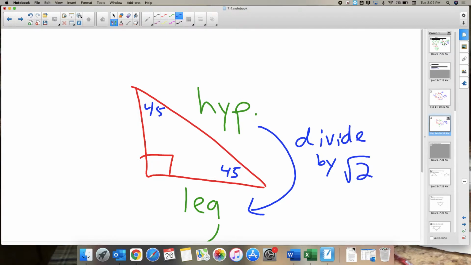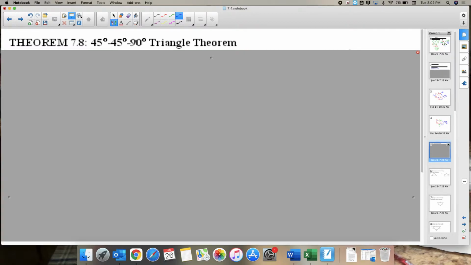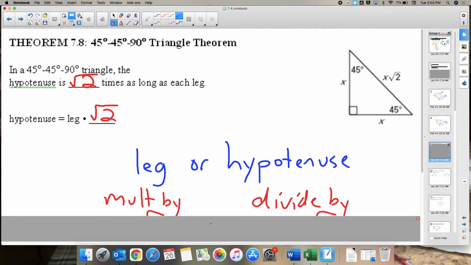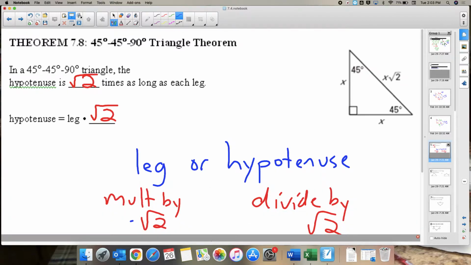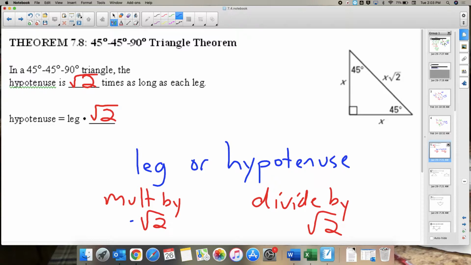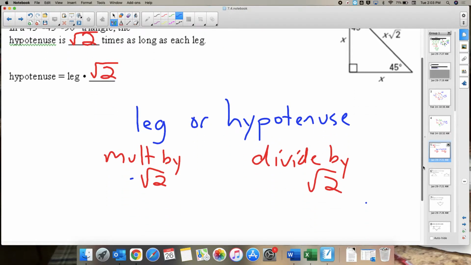So this is our first of 2 specialty right triangles, your 45-45-90 triangle. It says in a 45-45-90 triangle, the hypotenuse is the square root of 2 times as long as each leg. So really they are going to give you 2 options here. They're going to give you a leg and you multiply by the square root of 2, or they're going to give you the hypotenuse and we divide by the square root of 2. So let's take a look at our first few examples here.